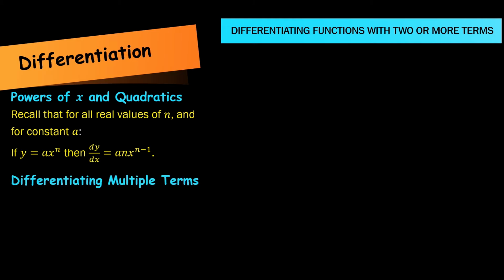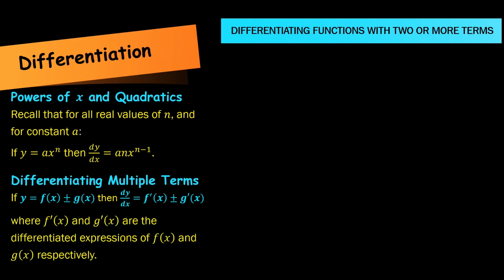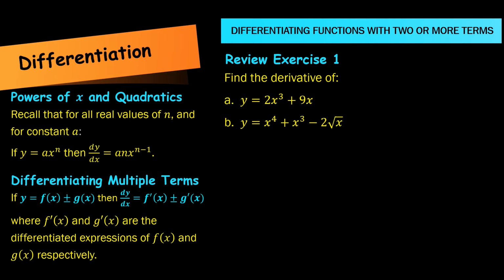If we're differentiating multiple terms, for example, if y equals f of x plus or minus g of x, then dy dx equals f dash of x plus or minus g dash of x, where f dash of x and g dash of x are the differentiated expressions of f of x and g of x, respectively. Let's now take a look at review exercise 1. We are required to find the derivatives of the expressions given on your screen.